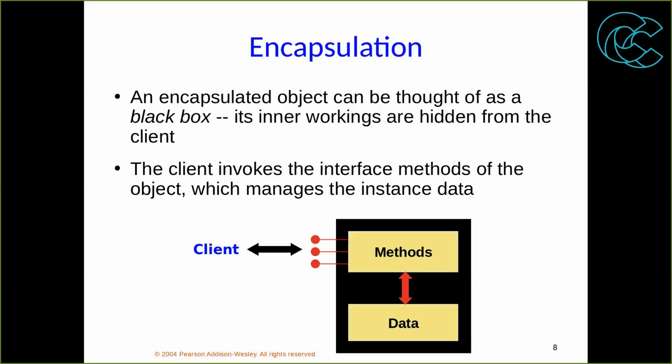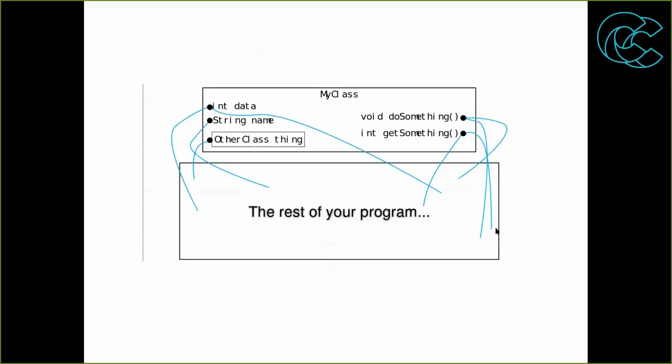So is this clear? It's like a black box, and it's simple. It's a simple wrapper. There are next couple of slides which talk about encapsulation, and then we can get back to abstraction.